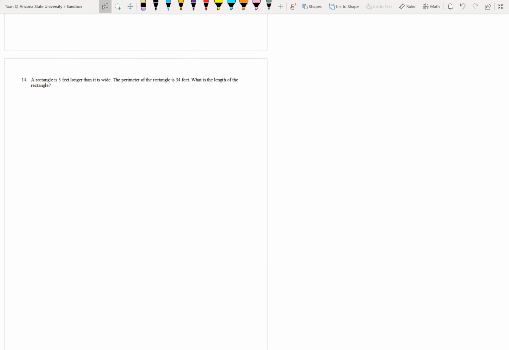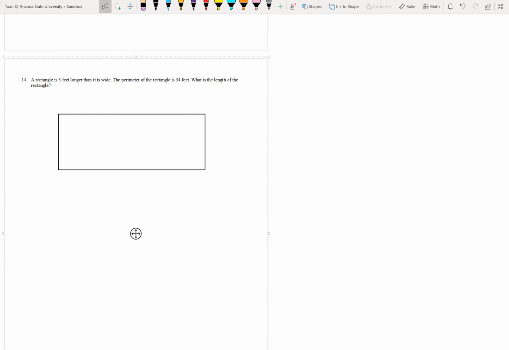Number 14, a rectangle. I'm not going to even read the whole thing. They give me a rectangle, so I'm going to go ahead and draw a rectangle here. A rectangle is 5 feet longer than it is wide. The only information they gave me was a comparison. One thing is 5 feet longer than the other. But other than that comparison, we really don't have any other information.